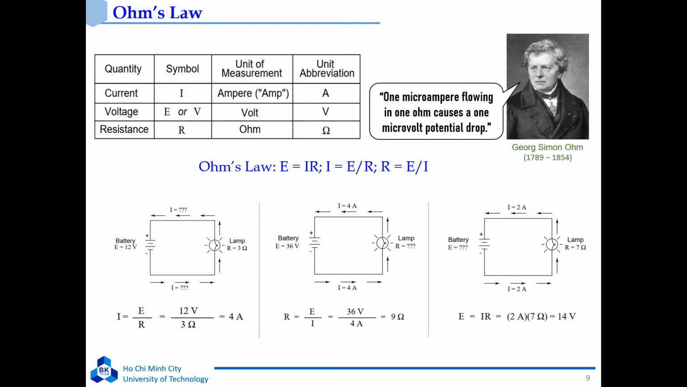We have a circuit with a 12 volt source and a lamp with R equal to 3 ohm. Now we will calculate the current through the circuit. I = E / R = 12 / 3 = 4 ampere.